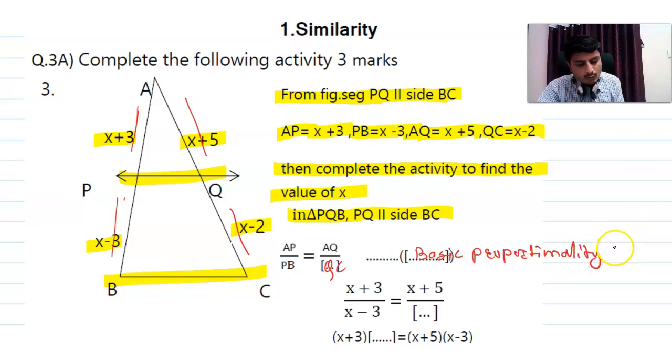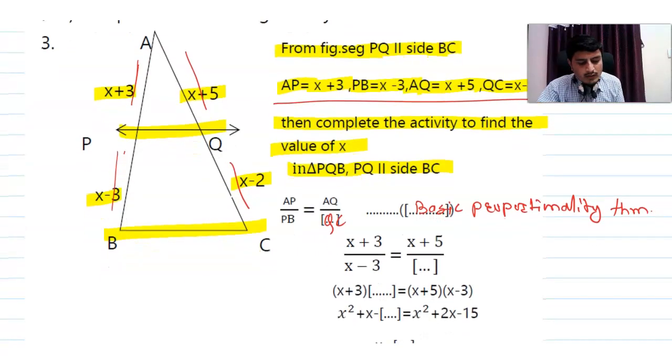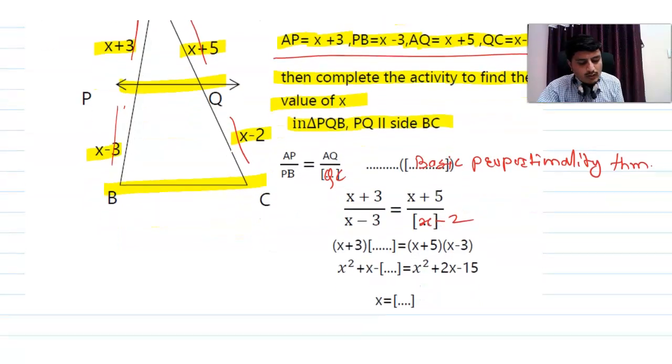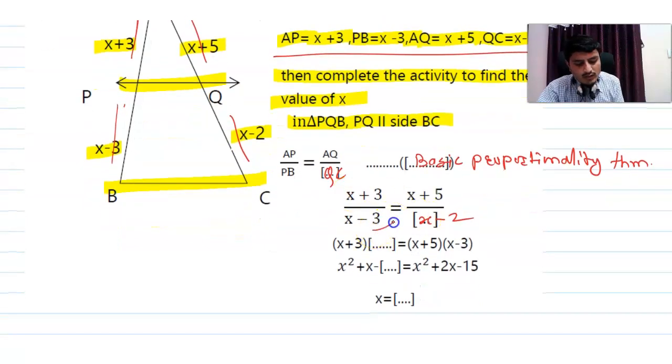Now try to replace by their values whatever we have given in the data, so that we have AP equals x plus 3, PB equals x minus 3, AQ equals x plus 5, while QC equals x minus 2. Use the cross ratio test. That means we have to shift the x minus 3 and x minus 2 from LHS to RHS and from RHS to LHS respectively, so that x plus 3 into x minus 2 equals x plus 5 into x minus 3.